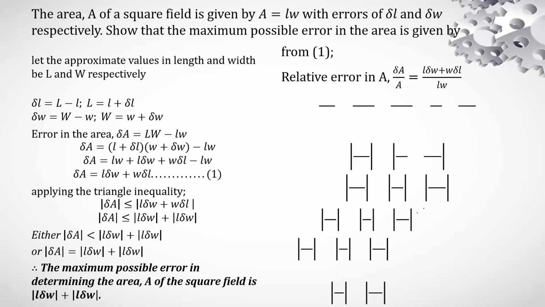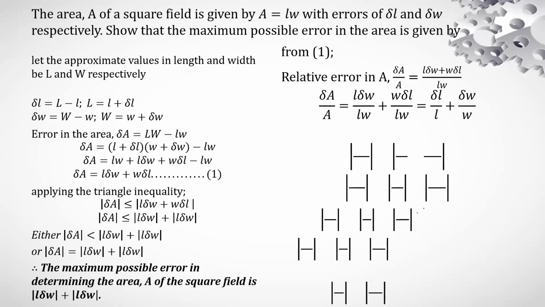So from equation 1, I divided through by A. But remember, A is small l times small w. On simplifying that, you find that your relative error is equal to the sum of the individual relative errors in the length and in the width.